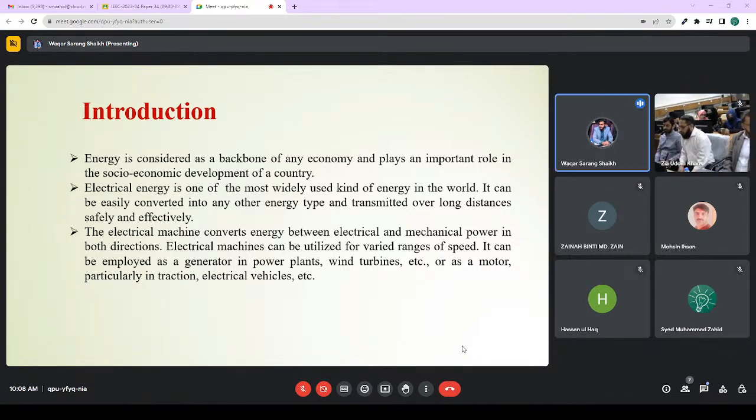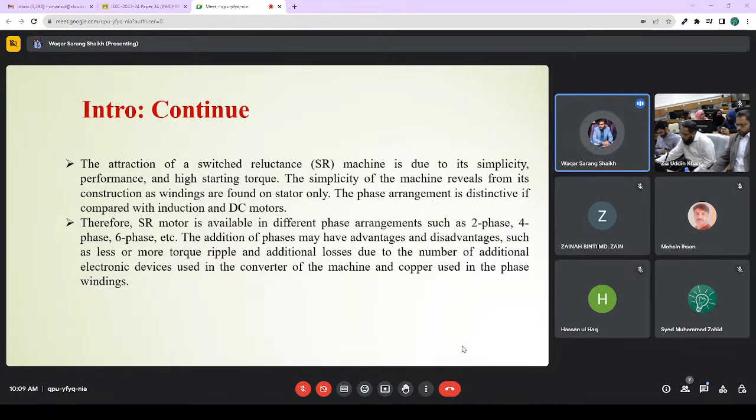So this is the introduction. Energy is considered a backbone of any economy and plays an important role in the socio-economic development of a country. Electrical energy is one of the most widely used kinds of energy in the world. It can be easily converted into any other energy type and transmitted over long distances safely and effectively. The electrical machine converts energy between electrical and mechanical power in both directions. Electrical machines can be utilized for varied ranges of speed. They can be employed as generators in power plants, wind turbines, etc., or as motors, particularly in traction, electric wheels, etc. The attraction of such a reluctance machine is due to its simplicity, performance, and high starting torque.